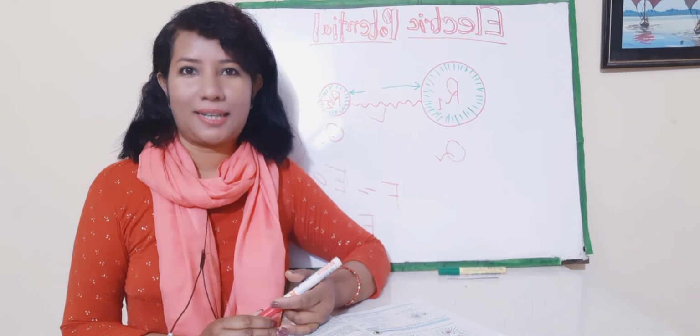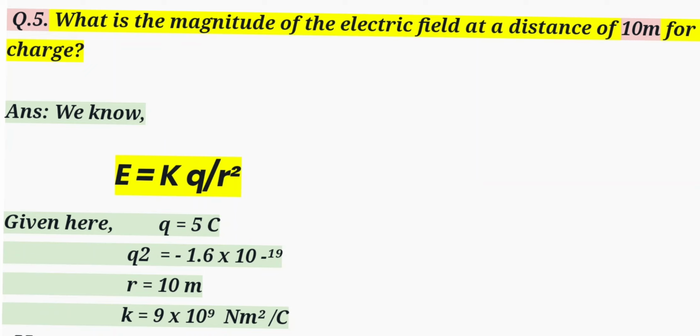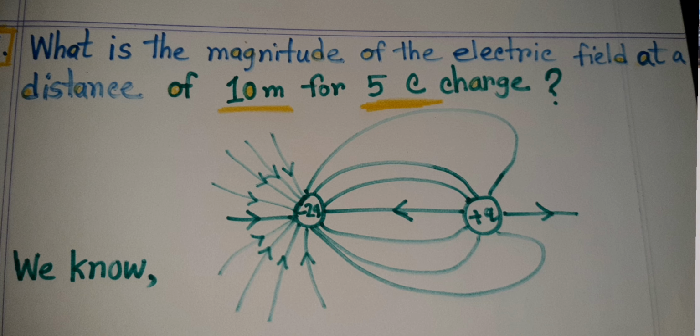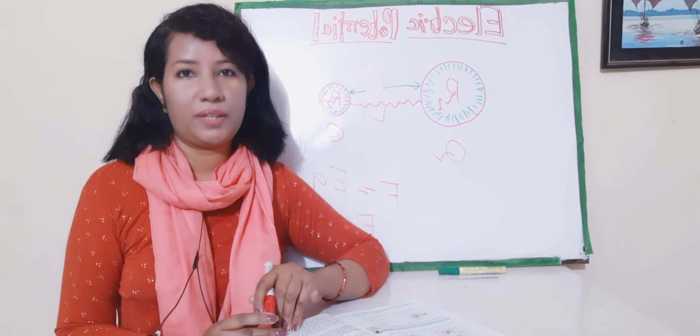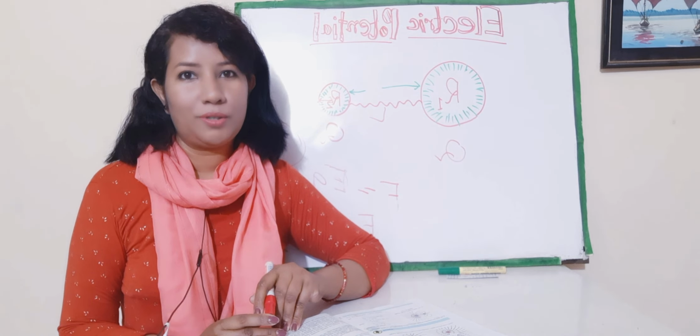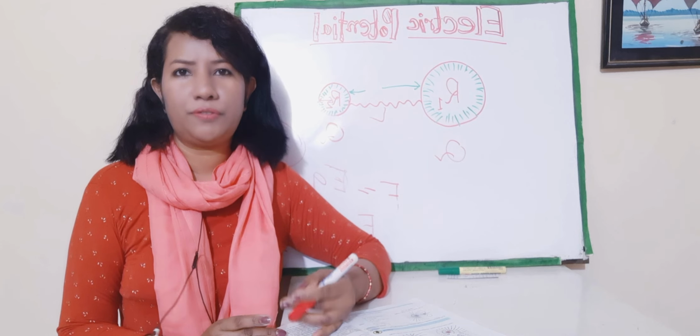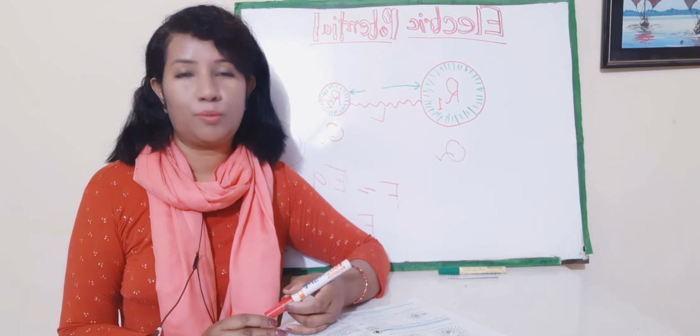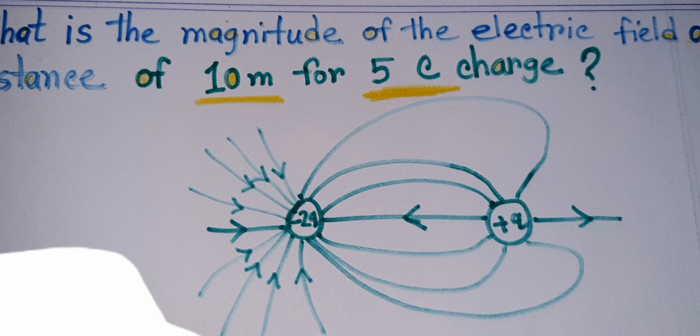So let's get started. What is the magnitude of the electric field at a distance of 10 meters from a 5 coulomb charge? You need to figure out the magnitude of the electric field. First, figure out what's given, what you need to find, and what formula to use. Given here is the distance, 10.